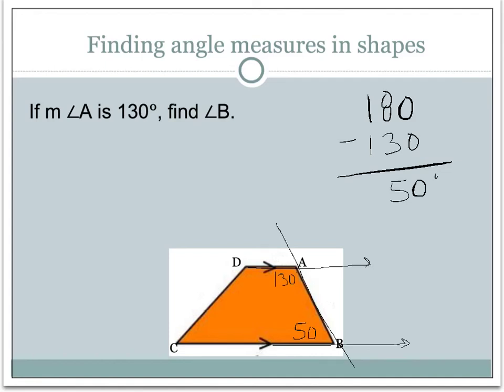So you can see that there are many examples of parallel lines being cut by a transversal where you can find lots of different angle measures if you have one piece of information. So don't get discouraged if it doesn't look exactly like a transversal cutting two parallel lines. Usually you can extend the lines out to make that picture appear.